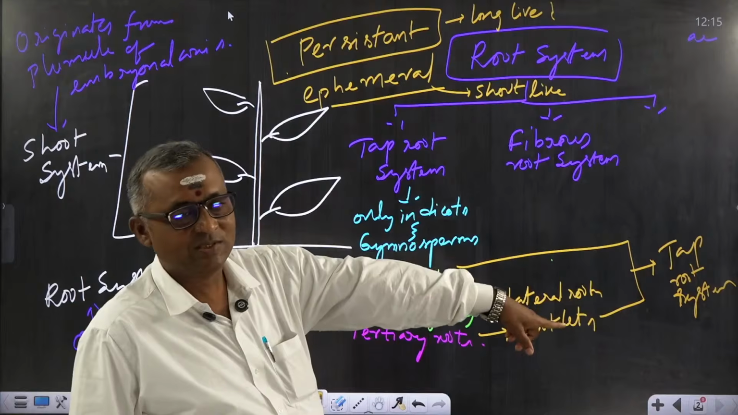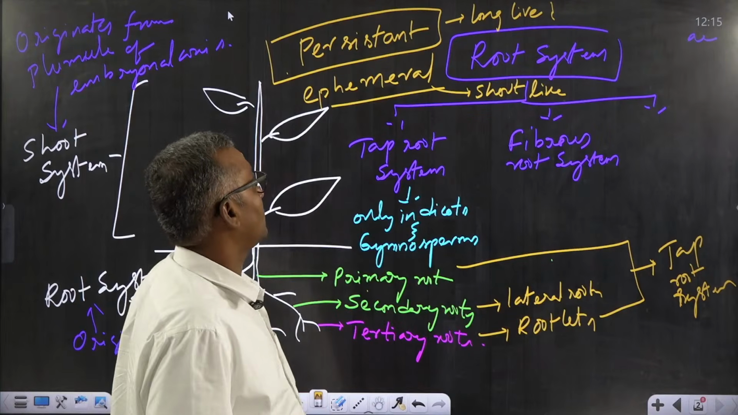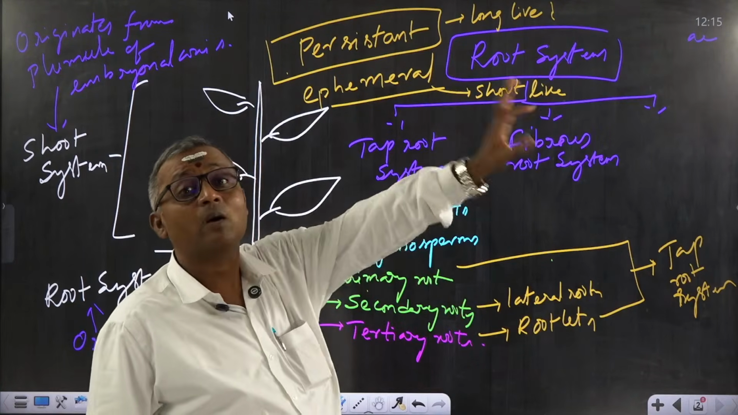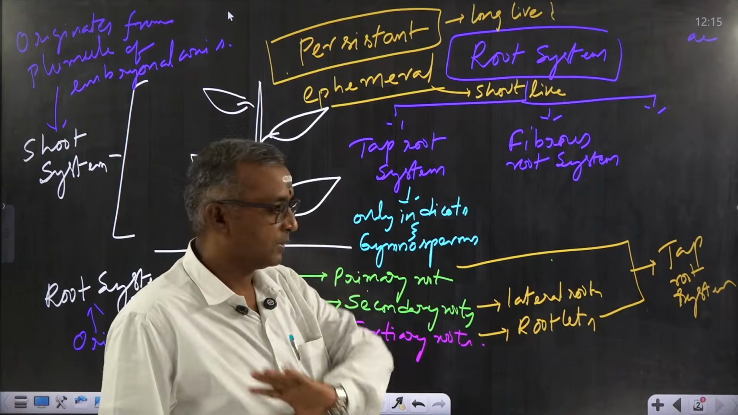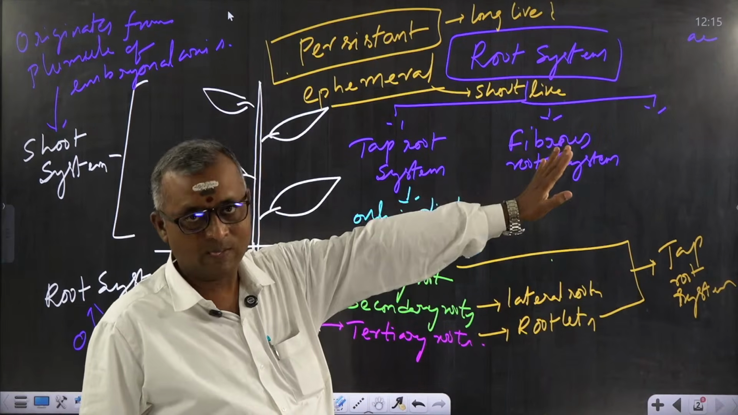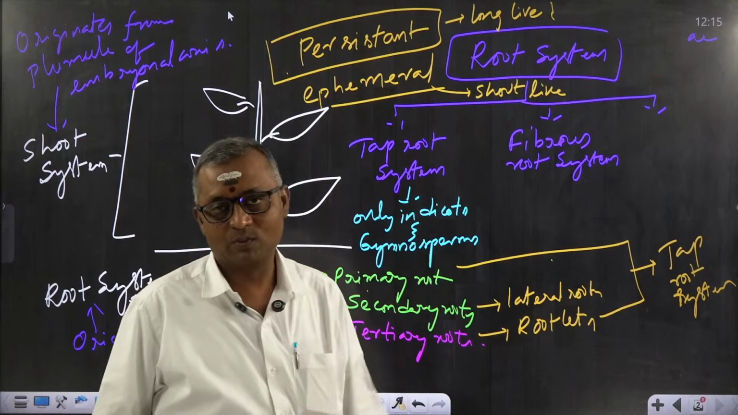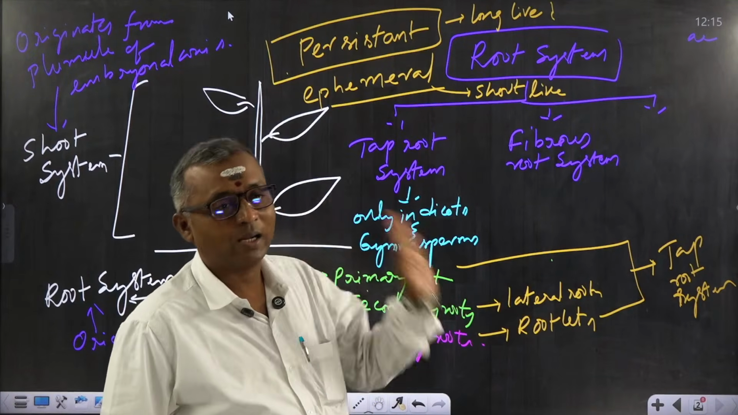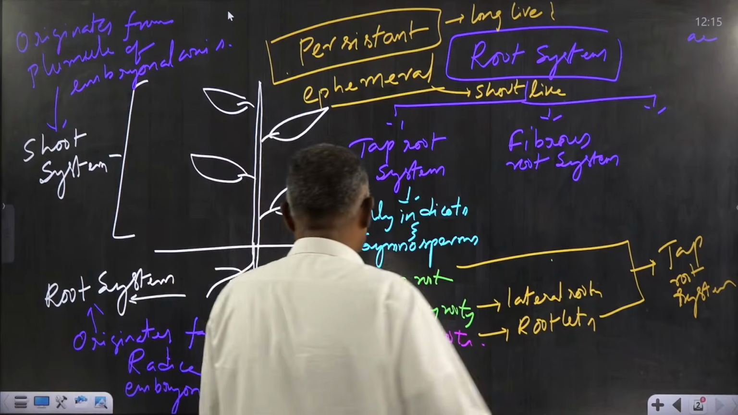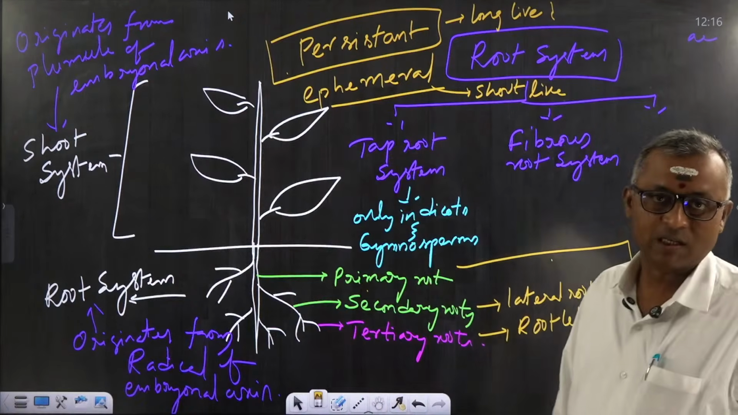Where do you see this taproot system? It is seen in dicots only, not in monocots. Among angiosperms, only dicots have the taproot system. No monocot has it. So this is about the taproot system. Is it clear for all of you?